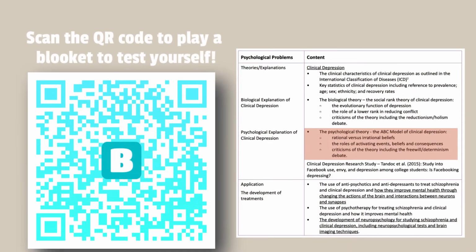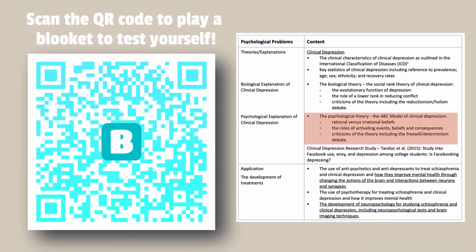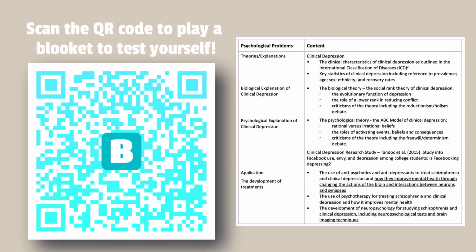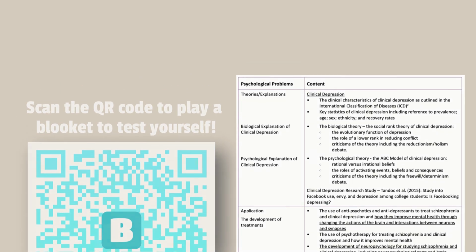So that covers everything you need to know about the ABC model in your OCR course. All that's left to do is try the usual quiz that I put at the end of the video. Do give it a go, it's a nice fun way of testing yourself, and otherwise take a look at the channel for any other topics you might need help on.